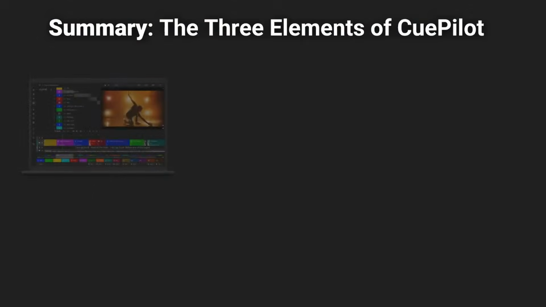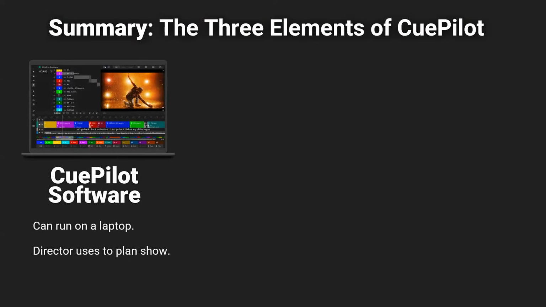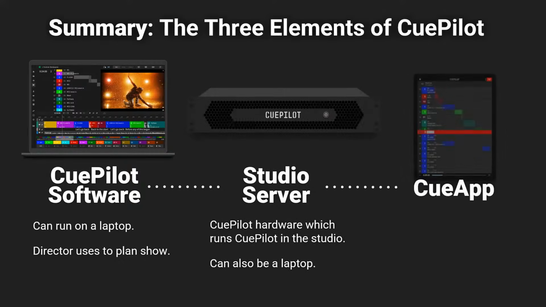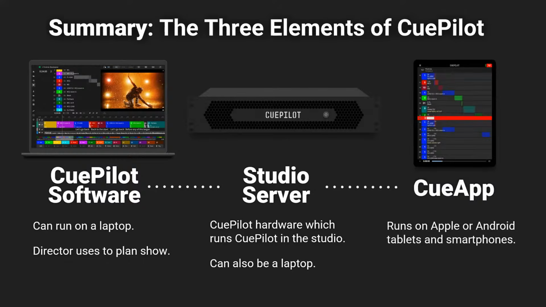And then, to just summarize where we came from. The application can just run on a laptop, and is used to plan the show in advance. You have the server, which sits in the control room and runs CuePilot, and you have the Cue app for the camera operators to be able to view their shots. And the result is something like this.